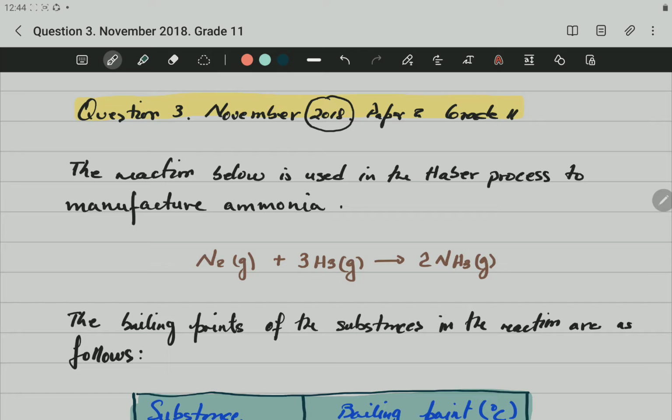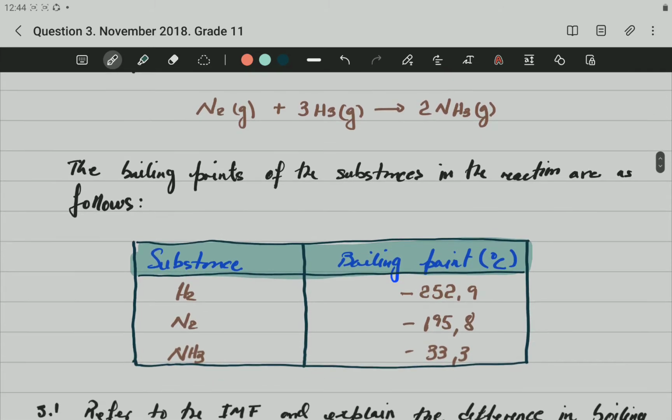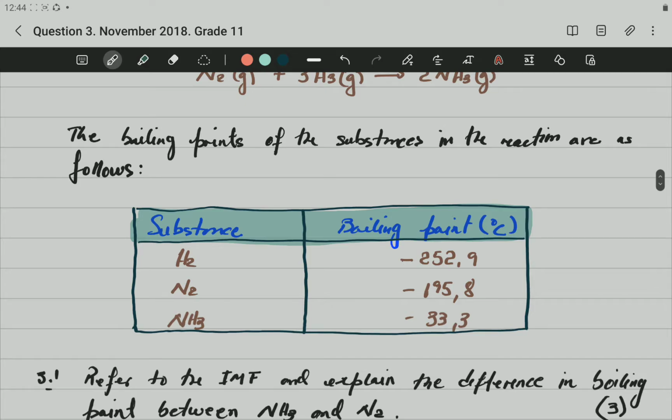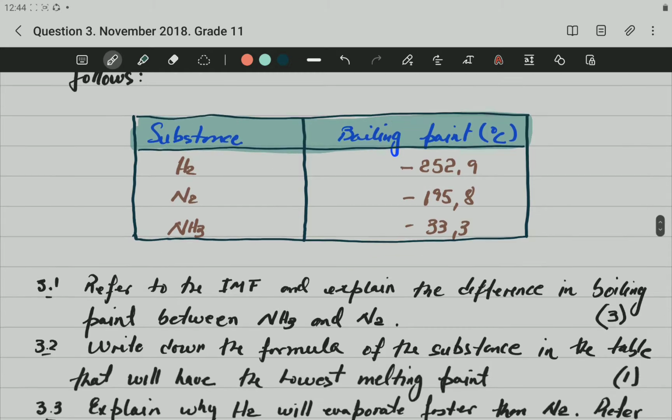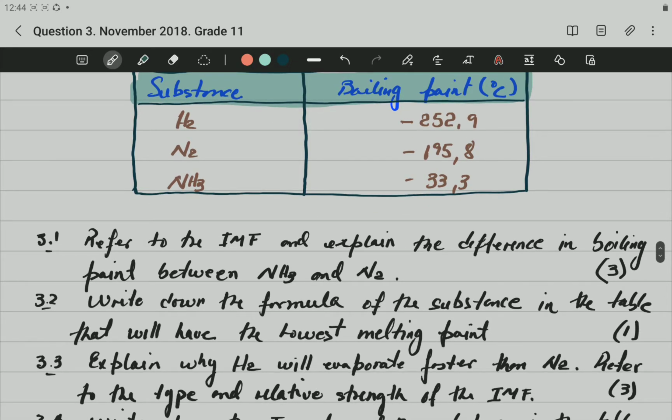This question says the reaction below is used in the Haber process to manufacture ammonia. The boiling points of the substances in the reaction are as follows. The reaction between nitrogen and hydrogen will give you ammonia. The substances are H2, N2 and NH3: hydrogen, nitrogen and ammonia, and there is the boiling point of each substance. Question 3.1 says refer to the intermolecular forces and explain the difference in boiling point between NH3 and N2.